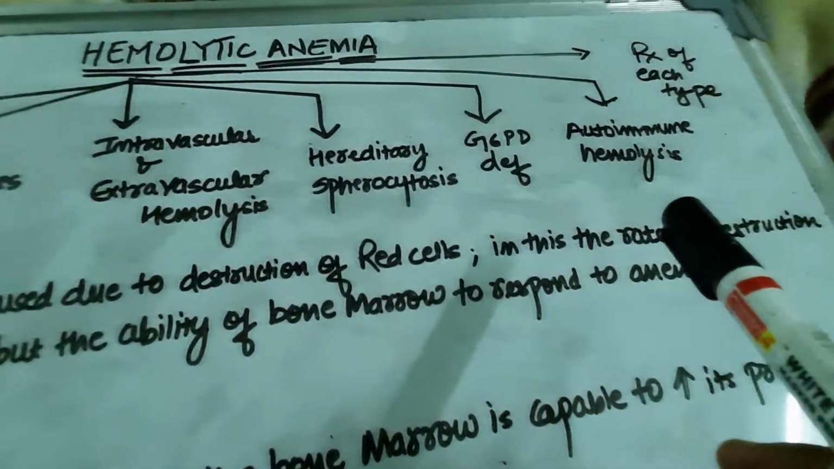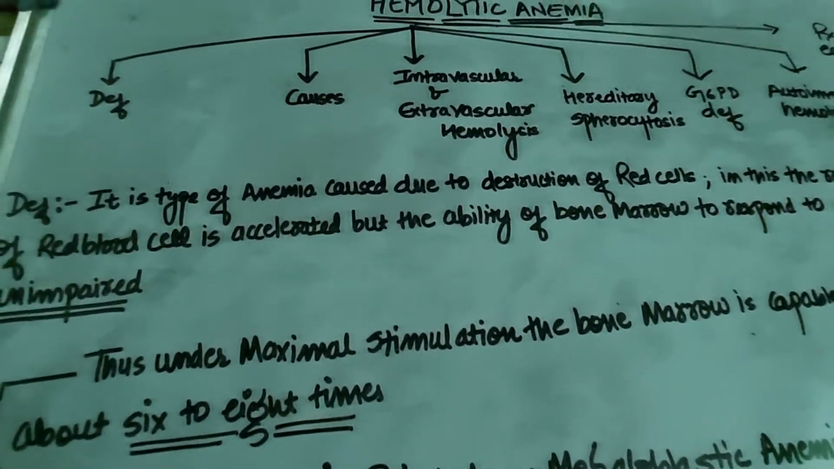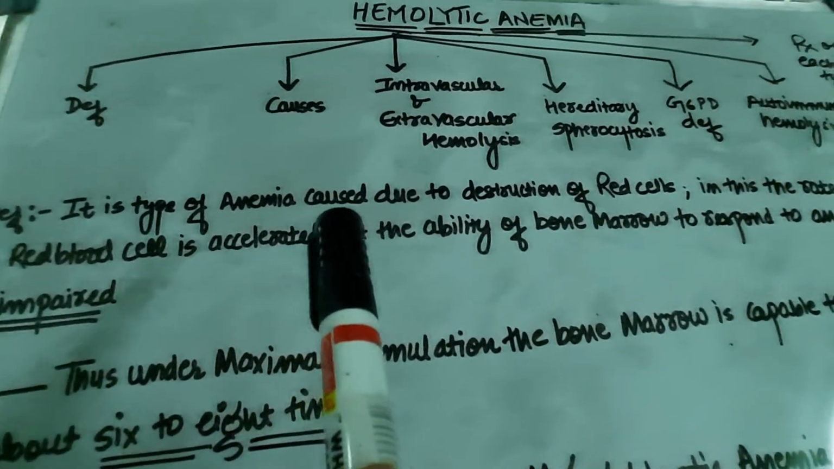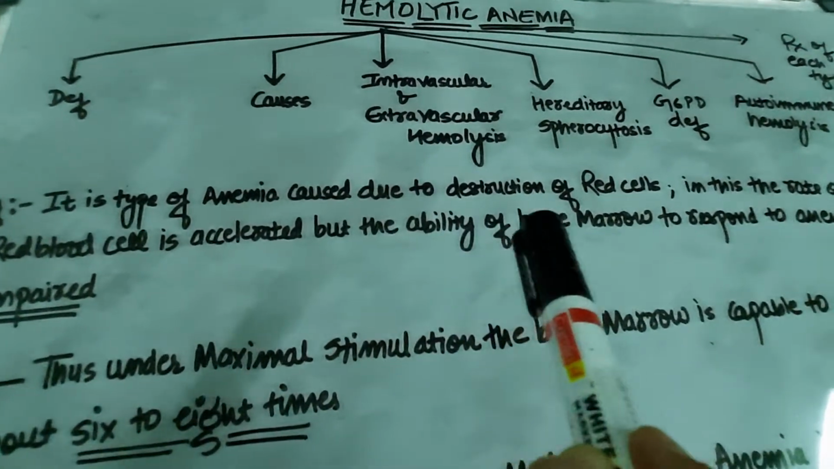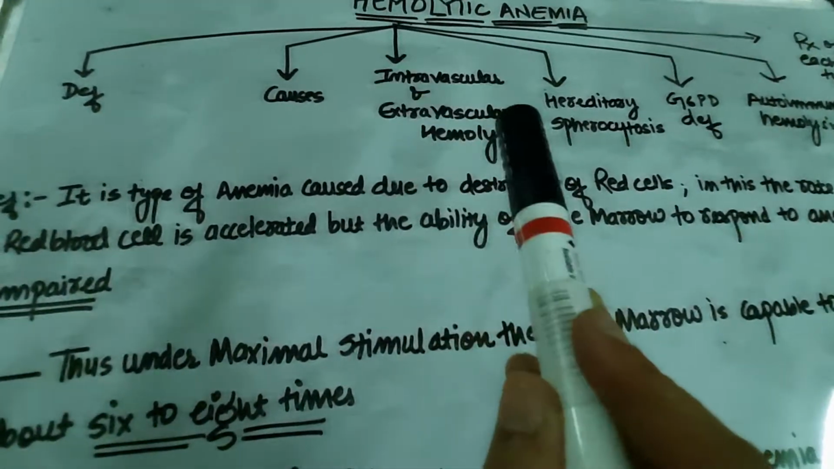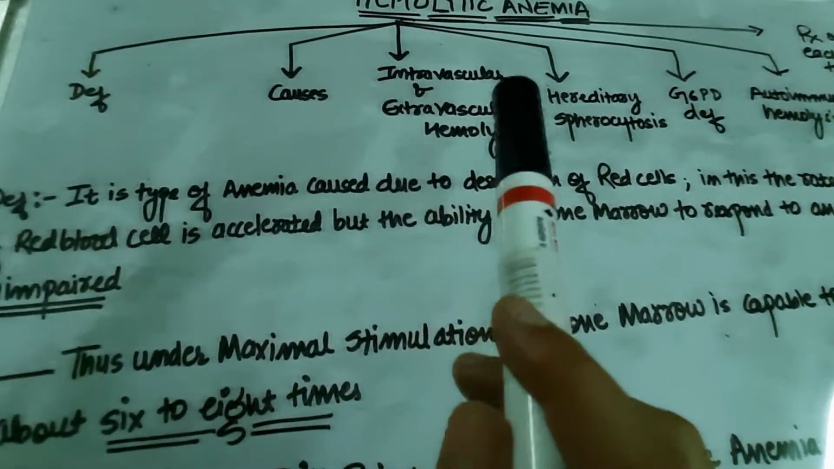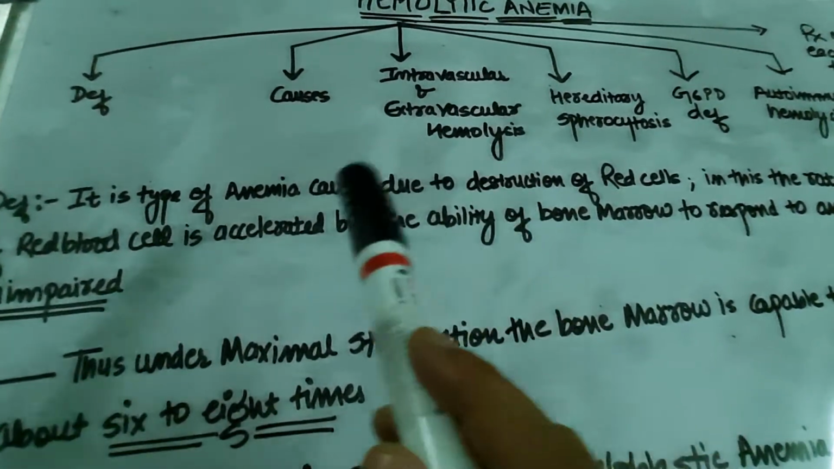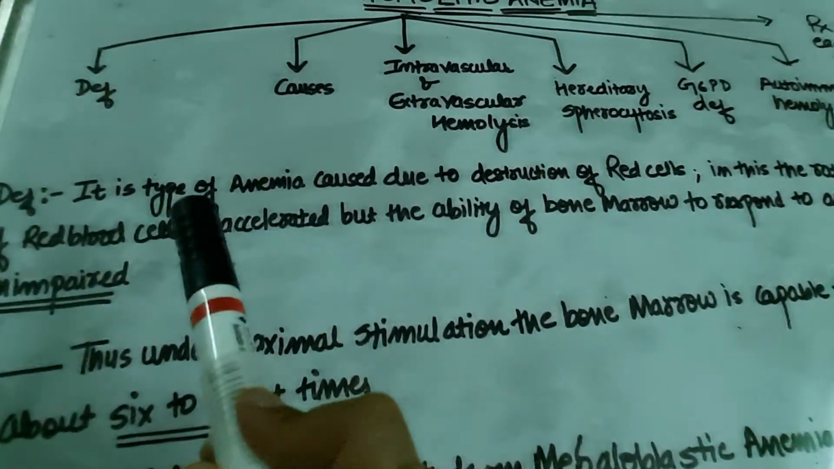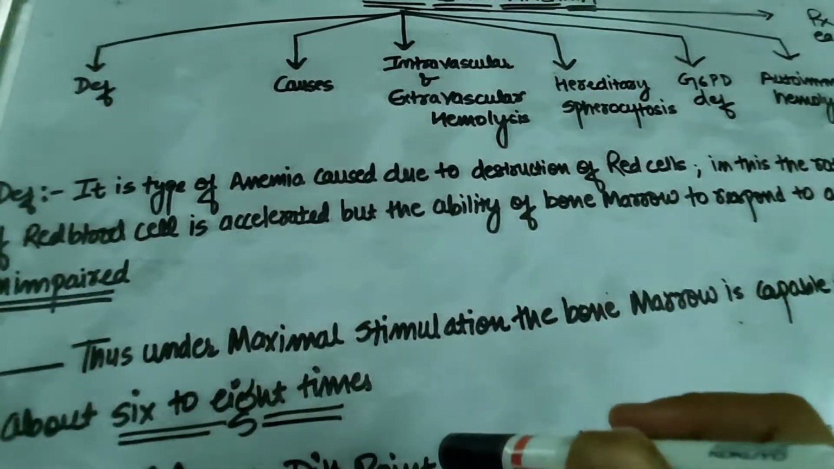So let's start our discussion first with the definition of hemolytic anemia. So what is hemolytic anemia? It is a type of anemia which is caused due to destruction of red cells. As the name suggests, hemolytic. Hemo is suggestive of RBCs. Lytic means destruction. So, from the name only, the definition can be made easily. It is a type of anemia in which there is destruction of red blood cells.